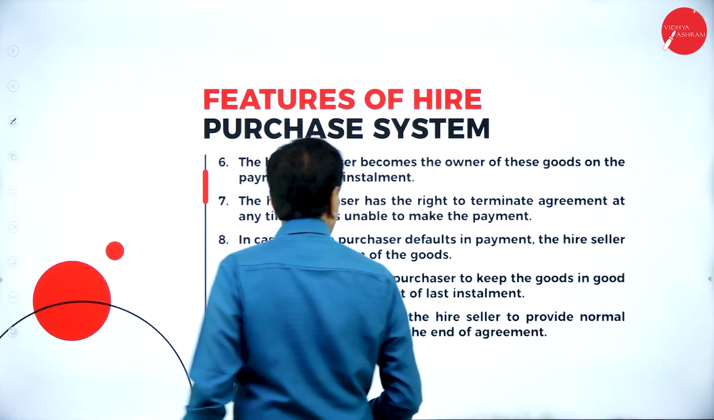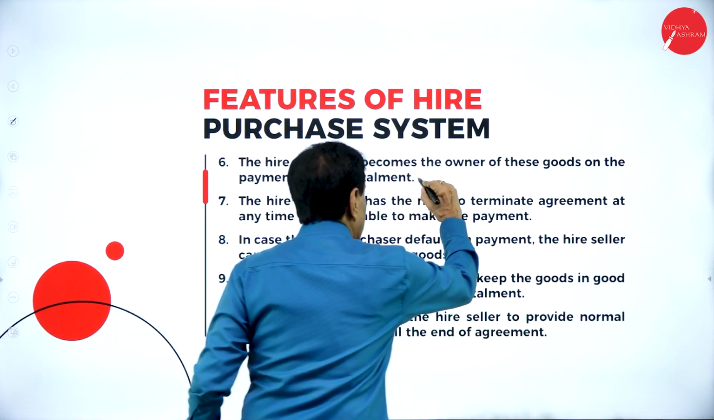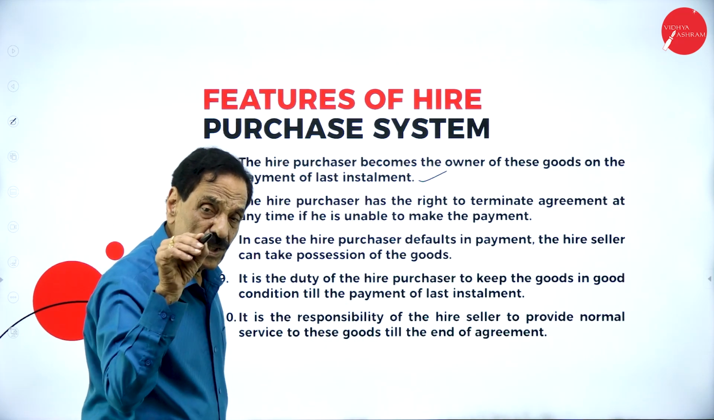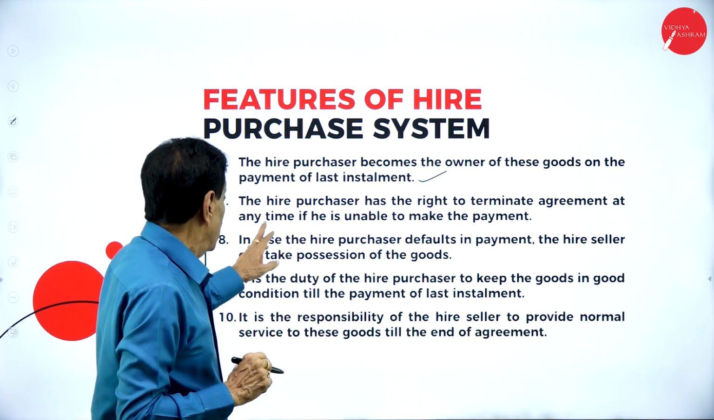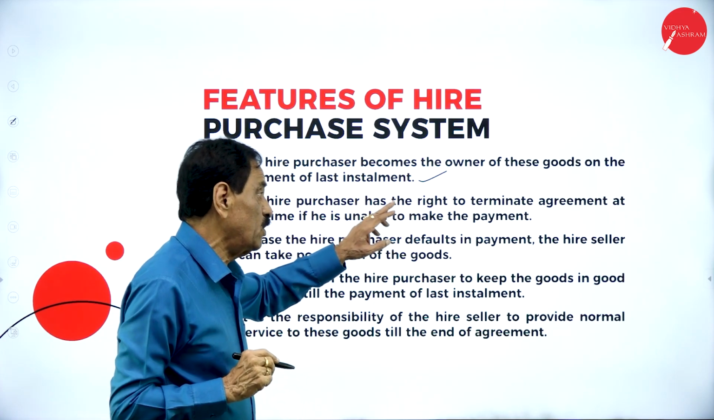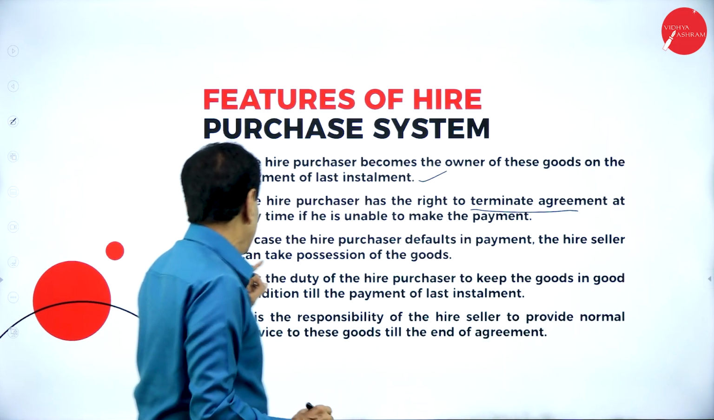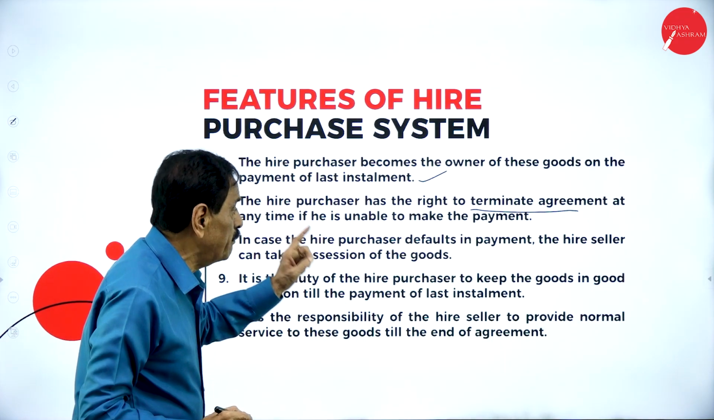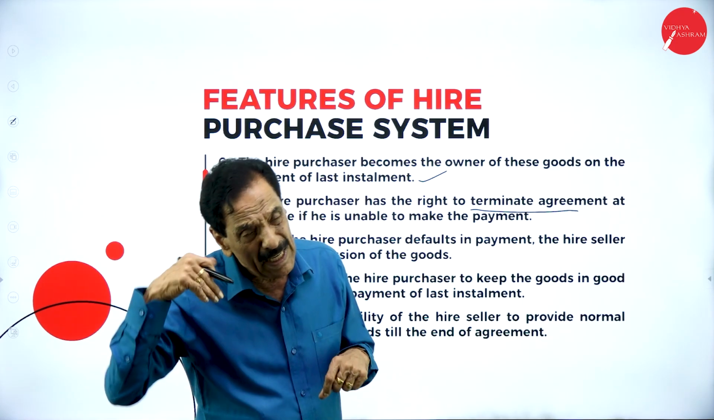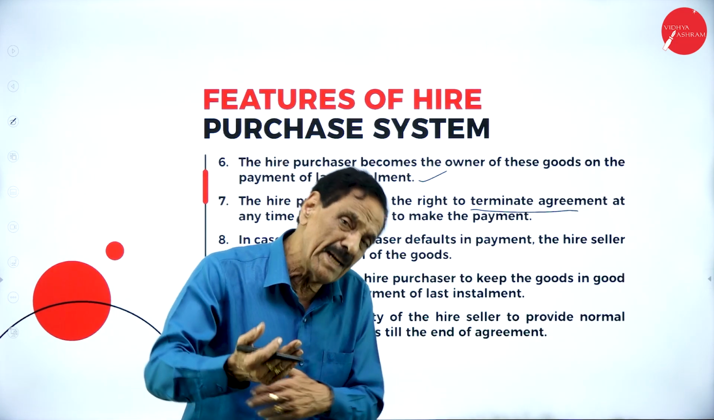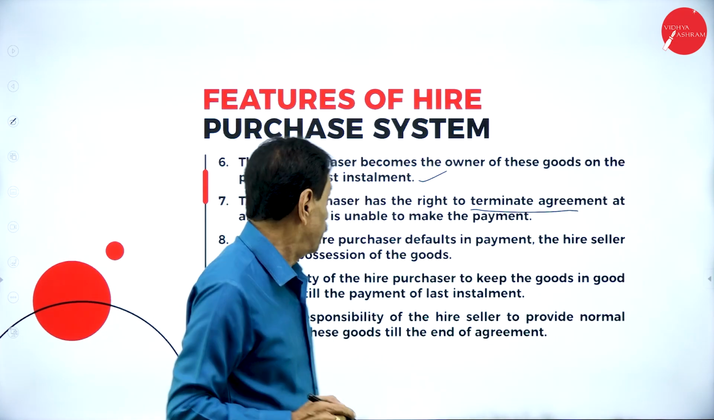Sixth one, the hire purchaser becomes the owner of the goods on the payment of the last installment. Once you pay the last installment, the purchaser becomes the owner of the goods. The hire purchaser has the right to terminate the agreement at any time if he is unable to make the payment. If the hire purchaser is not in a position to pay any installment, he may terminate the agreement and say that the goods can be returned to the hire seller.